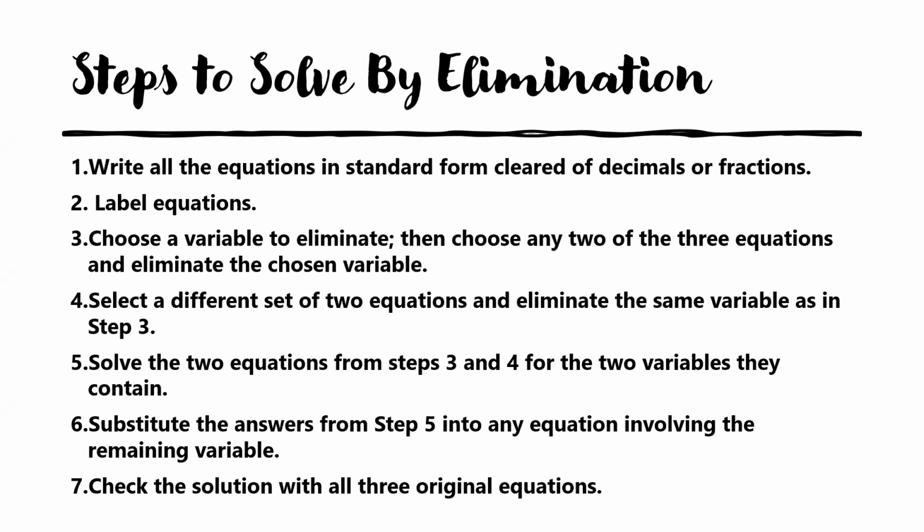So up first, steps to solve by elimination. So you should have this half sheet. Yes. So you have the half sheets for steps for solving by elimination. And this goes with our 4A.6 notes. Okay. You're going to write all the equations in standard form, cleared of decimals or fractions. So in standard form, it's going to be AX plus BY plus CZ equals D. That's our standard form, where A, B, and C are coefficients and D is a constant.